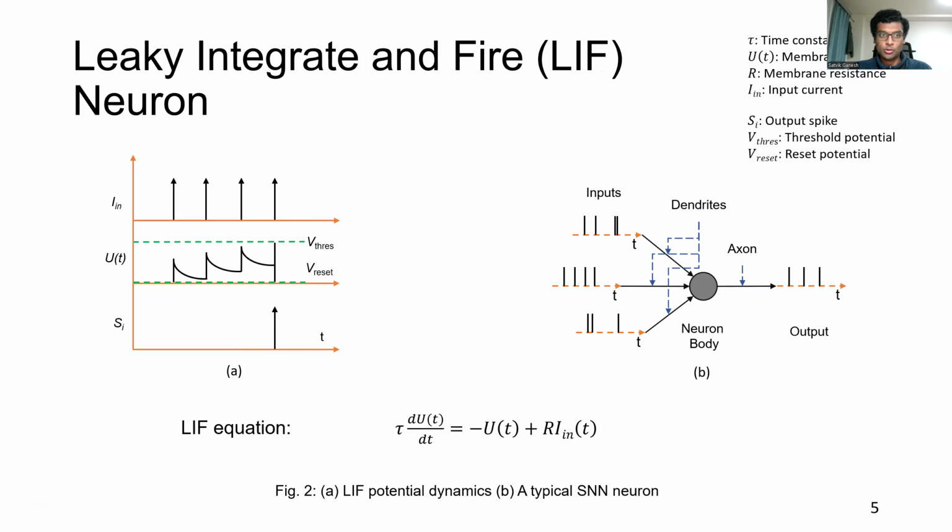Next, I'd like to talk about the leaky integrate and fire, or LIF, neuron. The figure on the left shows the LIF potential dynamics, whereas the figure on the right shows a typical SNN neuron. On the left figure, it can be observed that the potential increases with input spikes. However, it leaks through time. But when the potential reaches a threshold, an output spike is generated. On the right figure, we can see that the dendrites take in the input spike trains, and the axon emits the output spike trains.